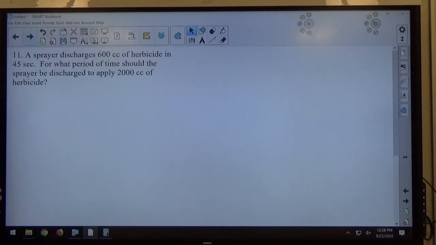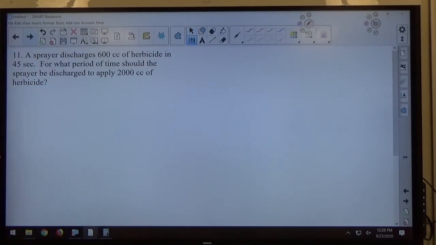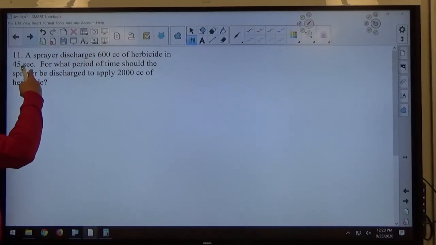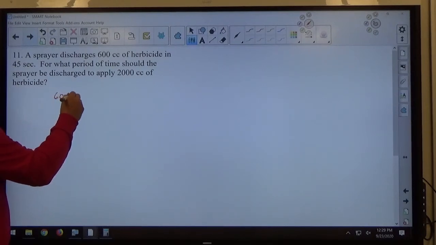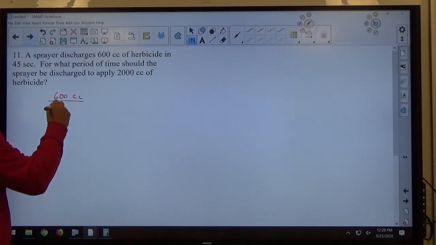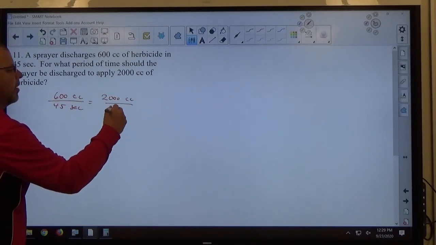All right, number 11. A sprayer discharges 600 cc's of herbicide in 45 seconds. For what period of time should the sprayer be discharged to apply 2,000 cc's of herbicide? And once again, all these are called direct relationships. If one thing gets bigger, the other thing gets bigger. If one thing gets small, the other thing gets small, right? If I've sprayed 600 in 45 seconds, to do 2,000 is going to take more than 45 seconds, right? As one goes up, the other goes up. So if 600 cc's of herbicide takes 45 seconds, then 2,000 cc's of herbicide takes how many seconds?